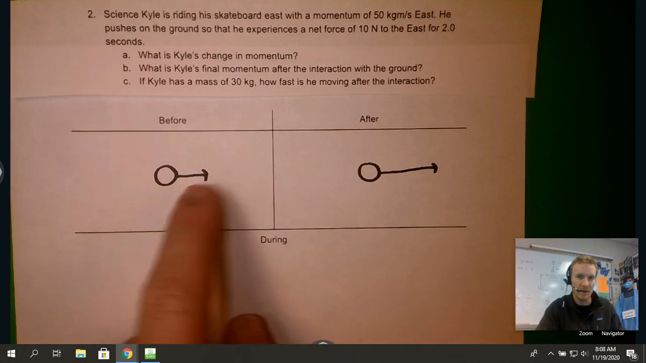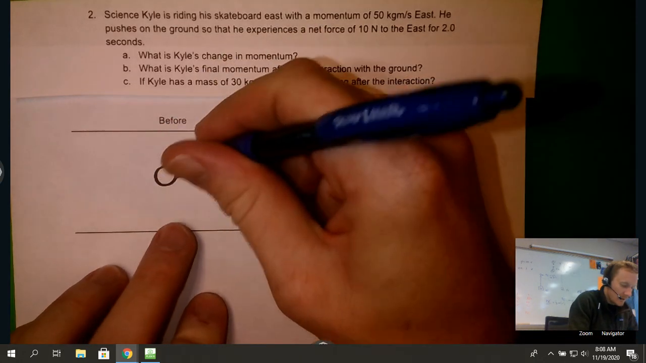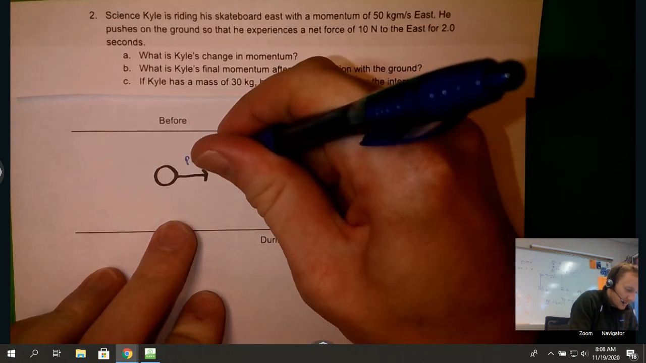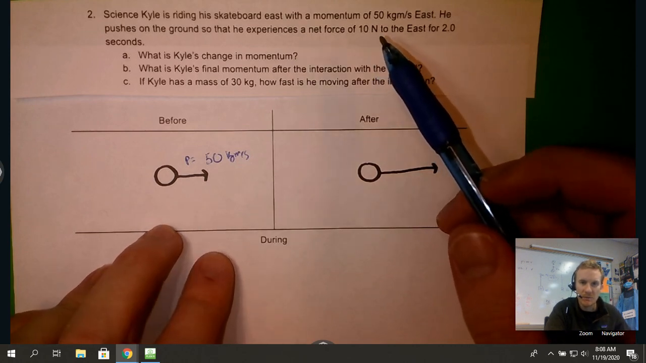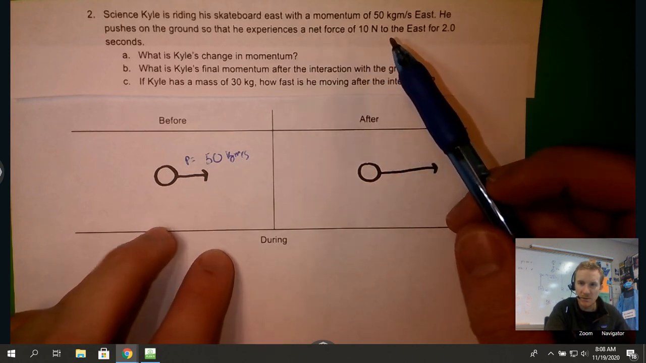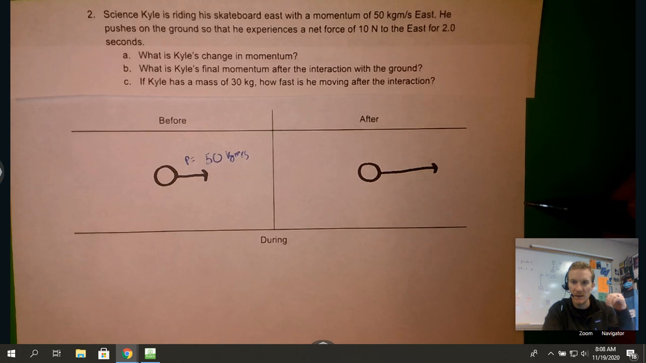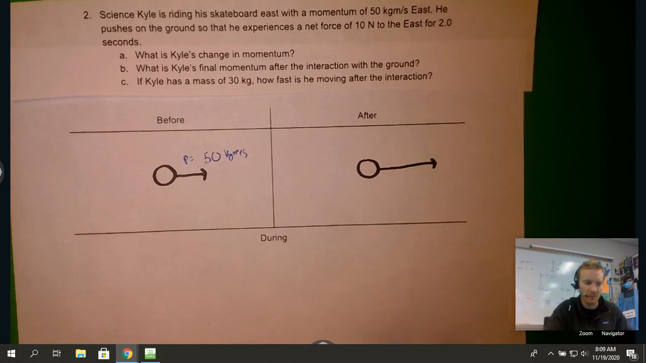So I've again gone ahead and drawn a diagram of Science Kyle. We know that he's initially traveling with a momentum of 50 kilogram meters per second. And if he's applying a net force in the same direction that he's moving, we can assume that he's probably going to increase his speed. If you're cruising along eastward and you get a boost, like a force, an interaction in the eastward direction, you're probably going to speed up. So I've gone ahead and drawn my vectors to reflect that.